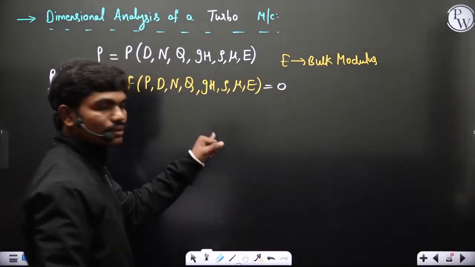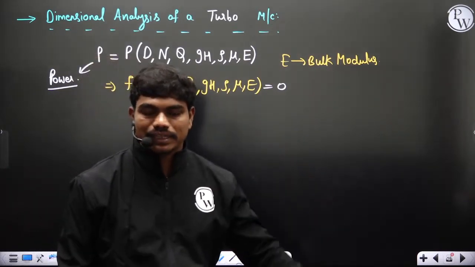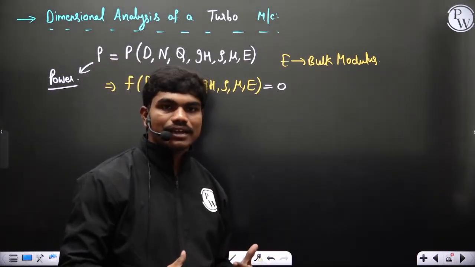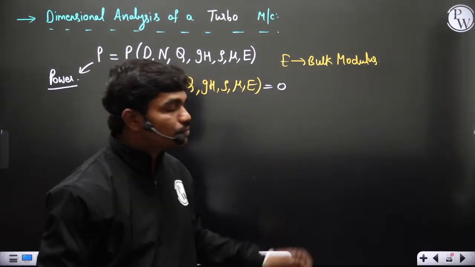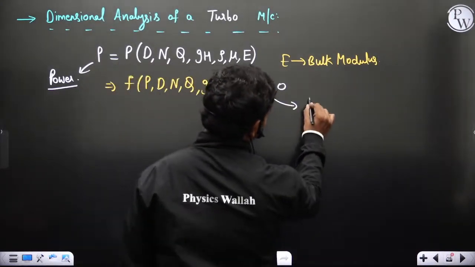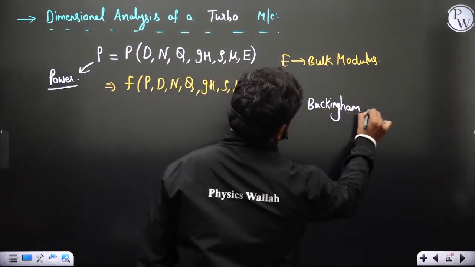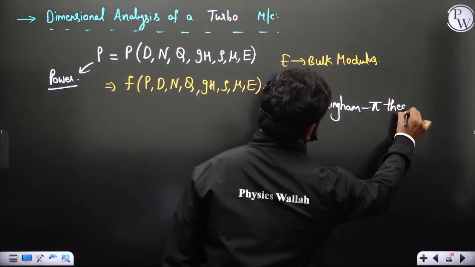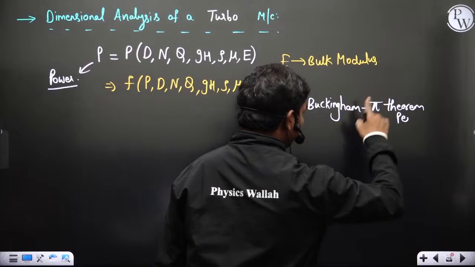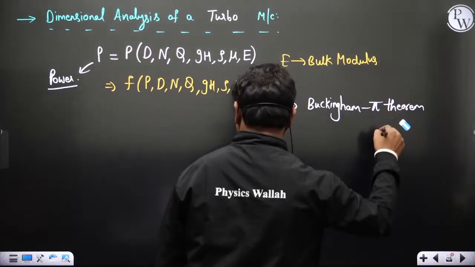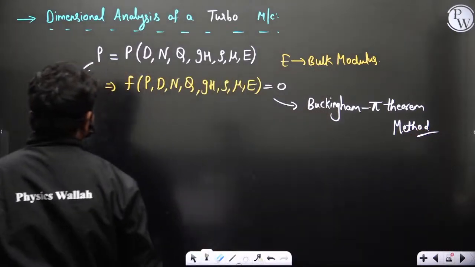Since there are 8 variables, it's very difficult for us to go through Rayleigh's method, so we'll use the Buckingham-Pi theorem method. You can even use Rayleigh's, but the constants and all will be much better calculated in the case of Buckingham-Pi, so we will go for the Buckingham-Pi theorem method.